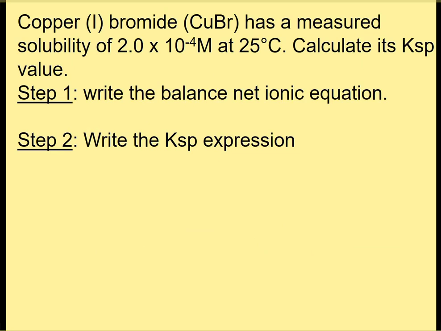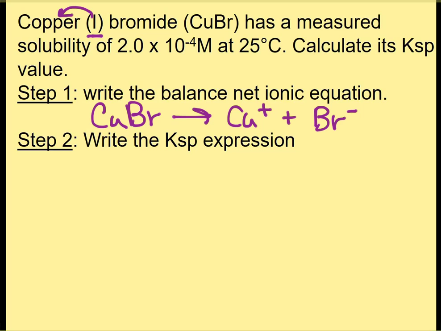Let's do a solubility product constant problem where we put the numbers in. So we have copper 1 bromide, and it has a measured solubility at a certain temperature. Calculate its KSP value. So we're going to solve for that solubility product constant. First of all, write a balanced net ionic equation. So I'm going to start with my copper 1 bromide, and then I'm going to split it up into its ions. Copper 1, that means that's the charge of the copper, and bromine is a halogen. And I just need to do my reversible arrow because it's going to be saturated. I can't put my species in, but it's not necessary as long as you remember you're starting with a solid.